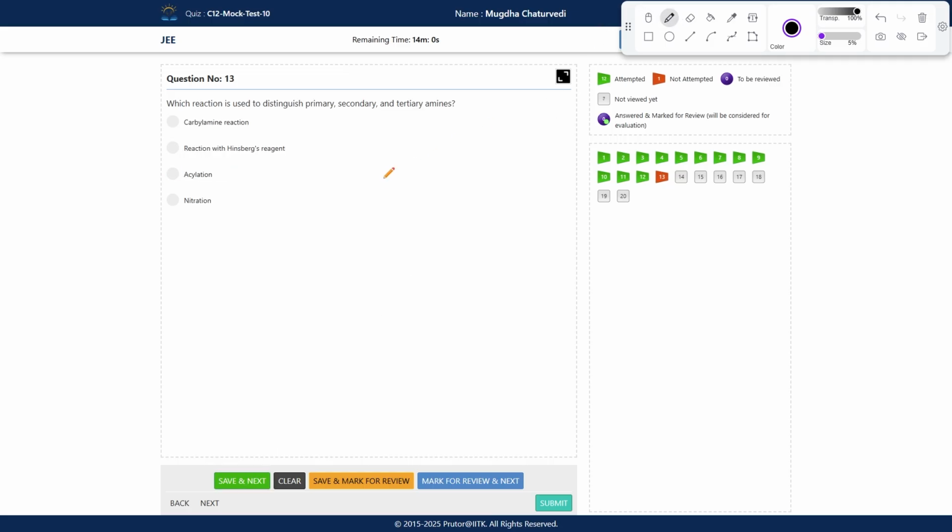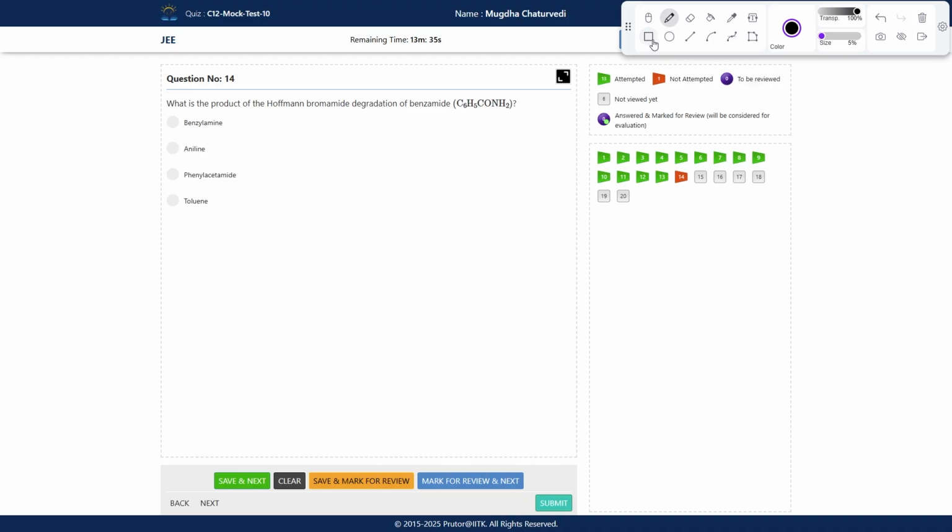Which reaction is used to distinguish primary, secondary and tertiary amines? Right now we only discussed it, it is this reaction with Hinsberg's reagent. So this is used to distinguish primary, secondary and tertiary amines. So option number B is the right answer. Okay, now let us move on to the next question.